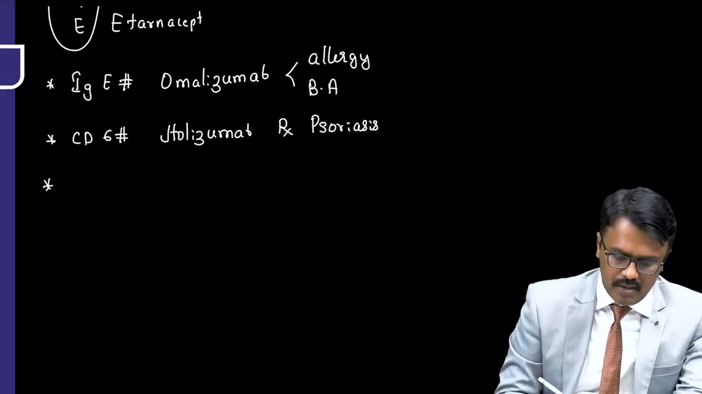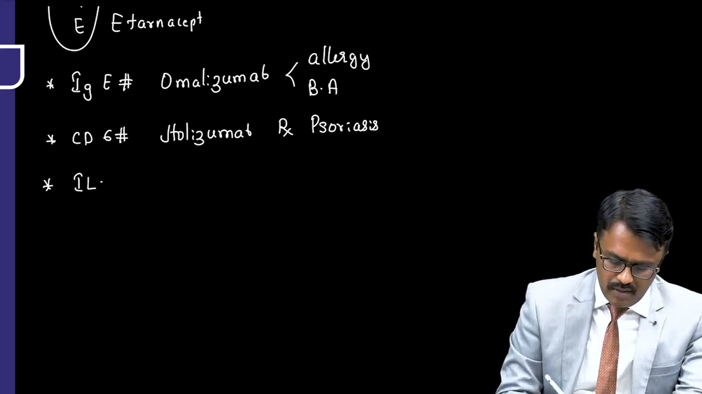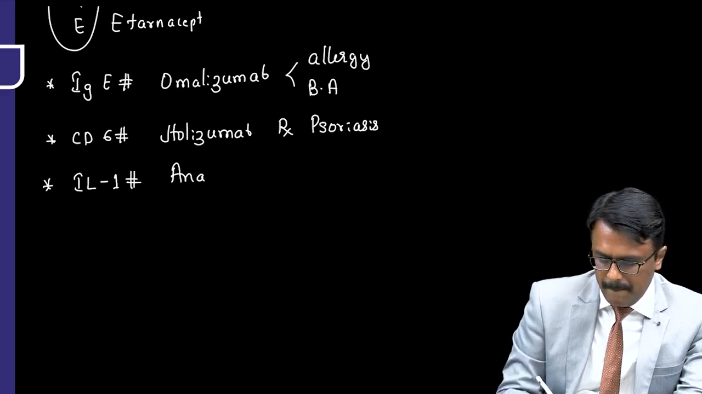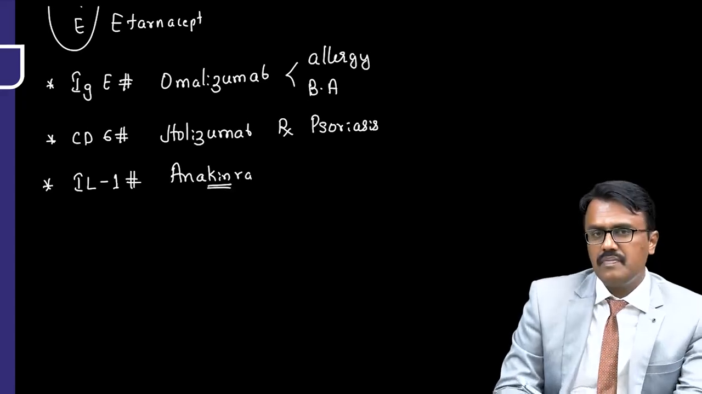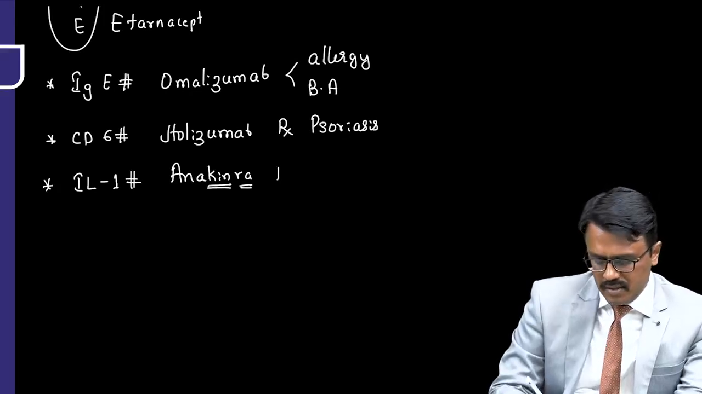Now, the target can be interleukins also. We have an interleukin 1 blocker called anakinra. The name has "kin," that is interleukin, and RA stands for rheumatoid arthritis. It is used in rheumatoid arthritis.